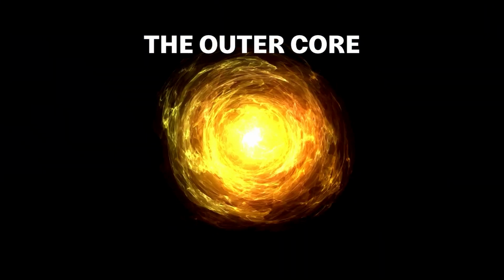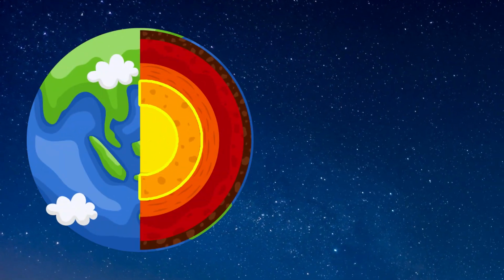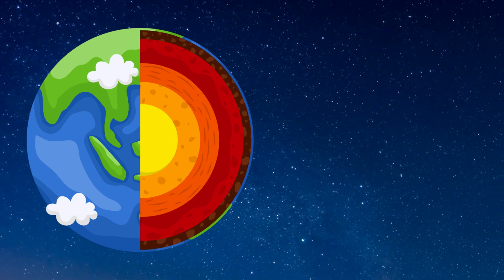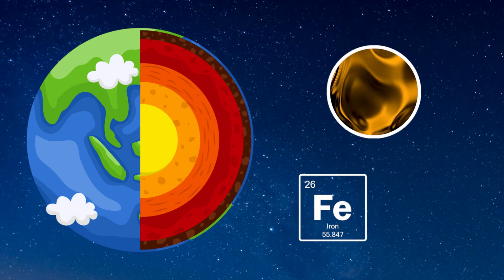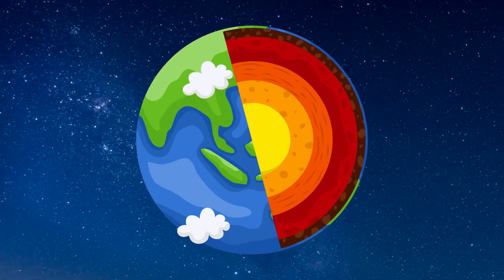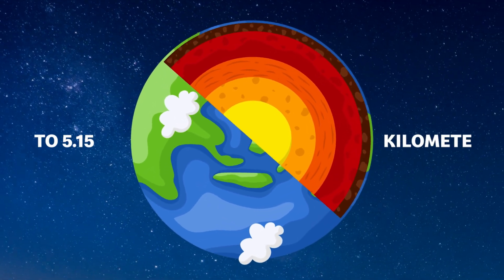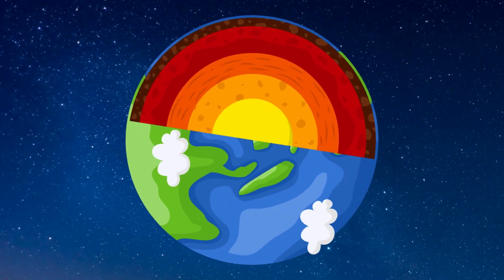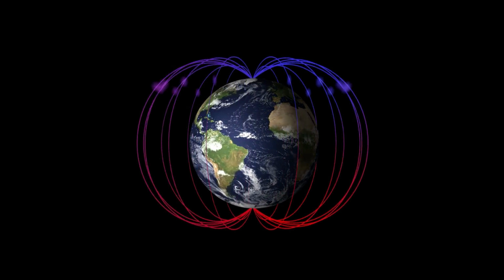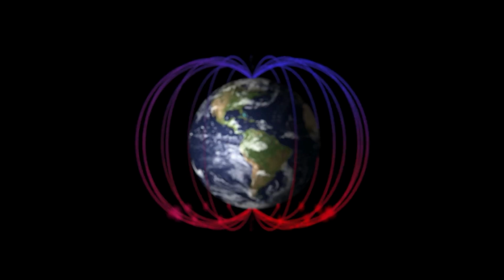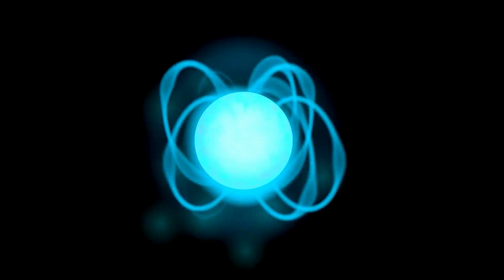The outer core. The outer core lies beneath the mantle and is believed to contain a liquid alloy of iron and nickel. Extending from about 2,900 kilometers to 5,150 kilometers in depth, it plays a significant role in generating the Earth's magnetic field through the motion of conductive fluid.